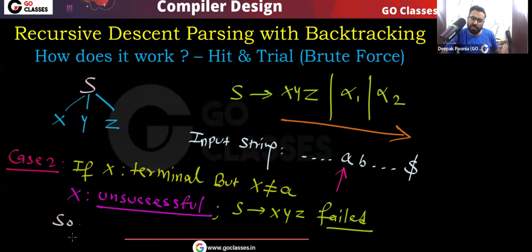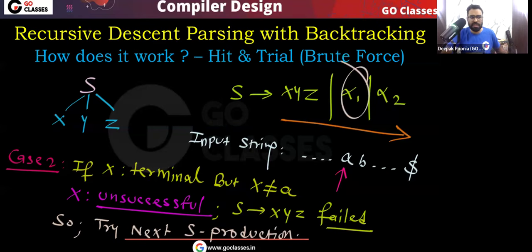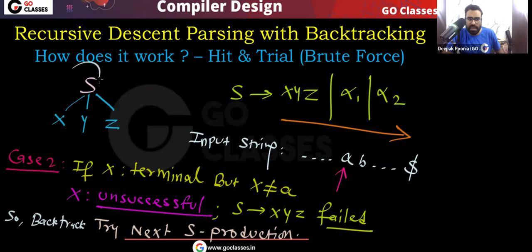So what will we do? Try the next S production, yes or no? We will try the next S production, so we will backtrack. Basically go back to S, you remove this, go back to S, and you try the next S production. So just do backtrack.